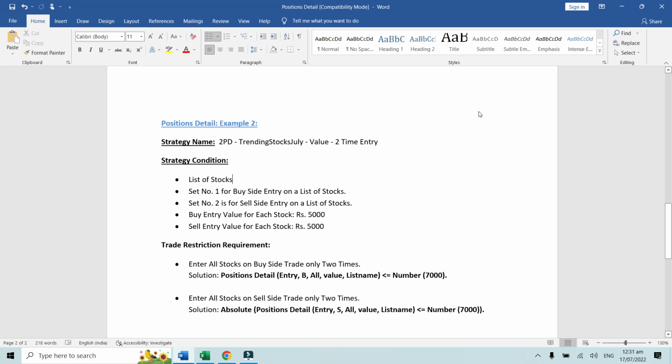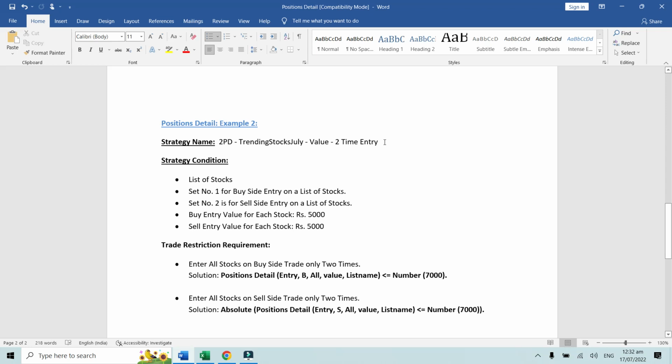Hi, so in this section of the video, we will discuss the second example of using positions detail to restrict the number of times we take entry in a particular stock, either on the buy side or on the sell side. So in this example, we will see this particular strategy that I've created. That is basically 2PD trending stocks to value 2-time entry strategy.